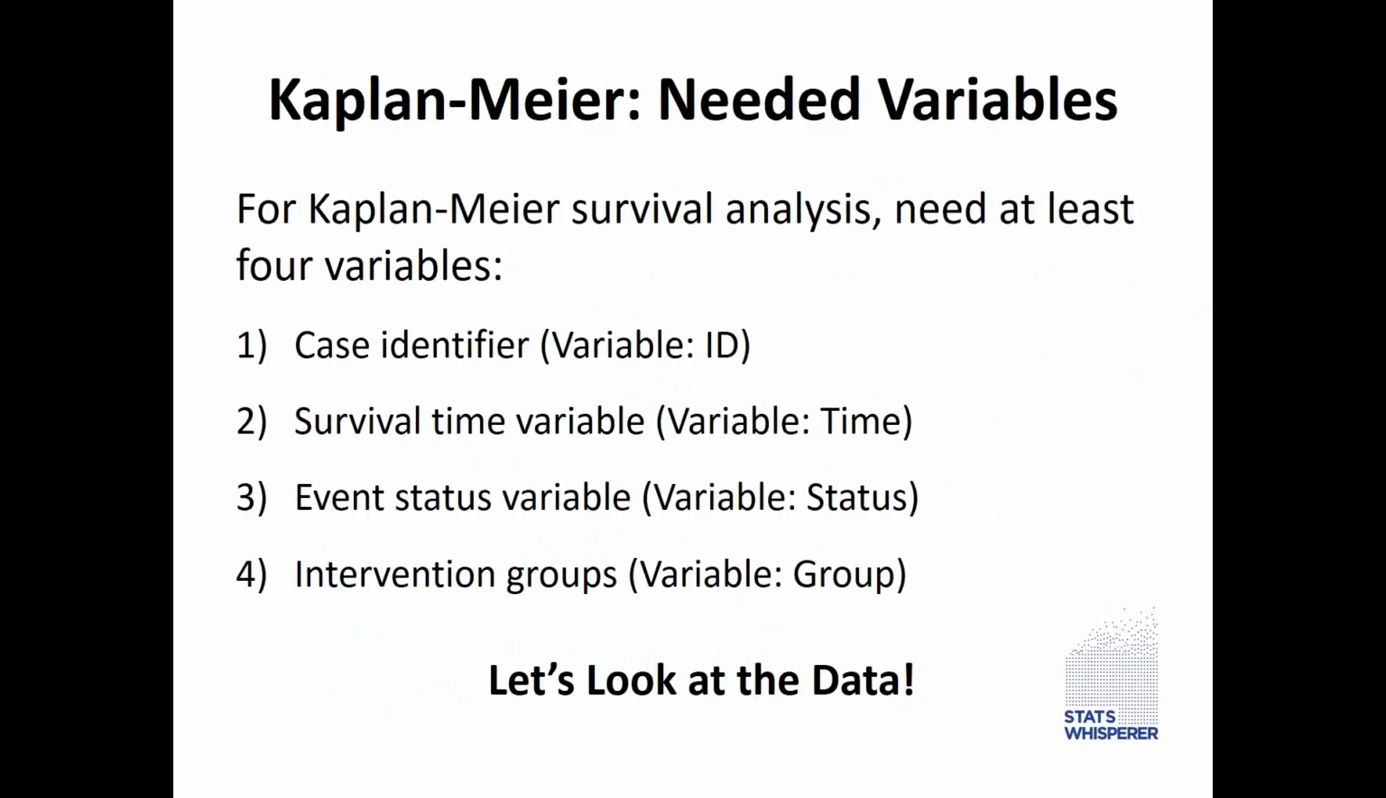All right, so we need 4 variables. Count them: 1, 2, 3, 4. 4 variables to perform our survival analysis. We need 1, the case identifier, that's the variable ID. 2, the survival time variable, so the time as it's measured. 3, the event status variable. Did the event occur? Yes, no, censored. And 4, for us, the intervention groups, so we can get our curve for each group. So we can look at the data really fast.